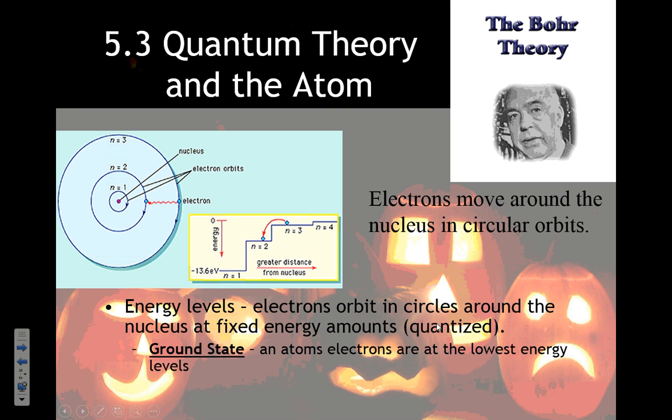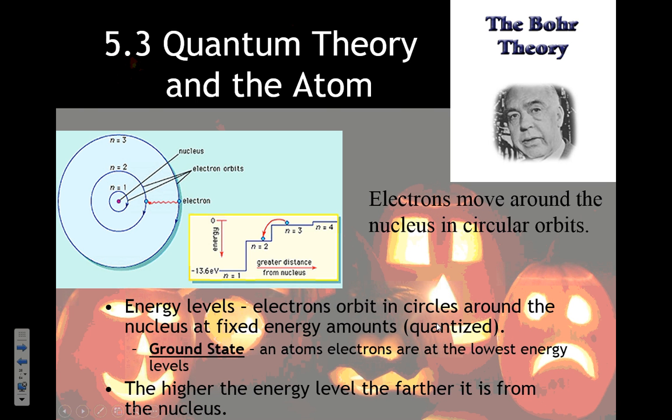Now he said that atoms are stable when their electrons are at their lowest, and he called that the ground state. So it's when the atom's electrons are at their lowest energy levels. And the higher the energy level was, the farther it was away from the nucleus. Now that's still something we will believe and use today. So when the electron is on the first energy level versus when it's on the fourth energy level, on the first energy level, on average, it's going to be significantly closer to the nucleus than when you're on the fourth energy level, and so forth. So that's a concept we still use today.